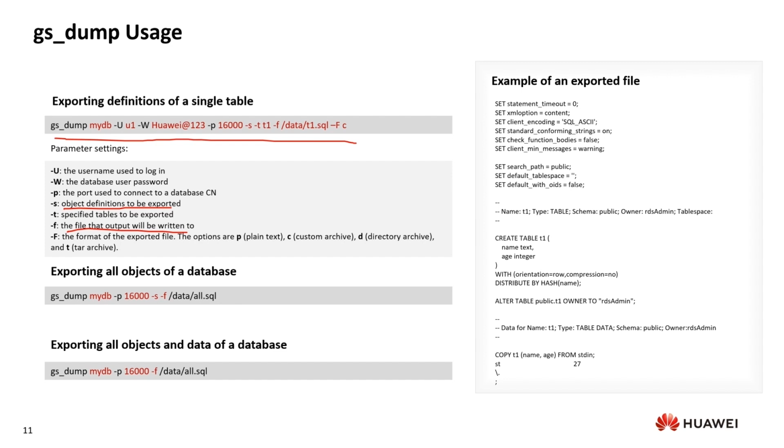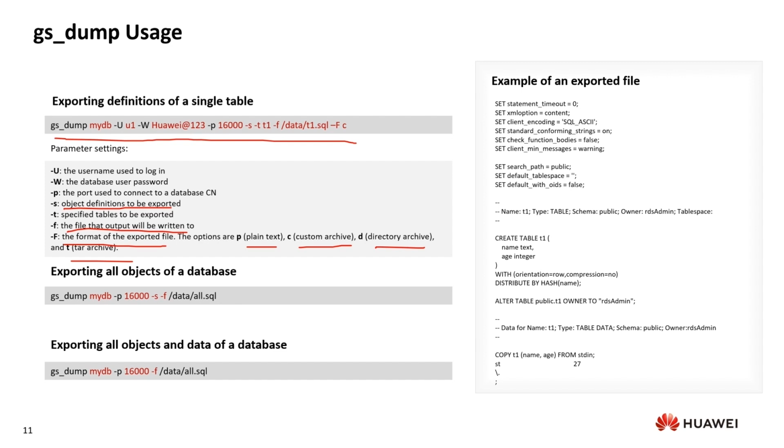And the -F in uppercase is the format of the exported file, which can be plain text, a custom archive, a directory archive, or a tar archive. When we export a file in plain text format, we can easily import the data to the database using the tool gsql. However, if the file is in custom archive, directory archive, or tar archive format, we need to use the tool gs_restore to restore it to the database. And on the right side is an example of a file in the plain text format.